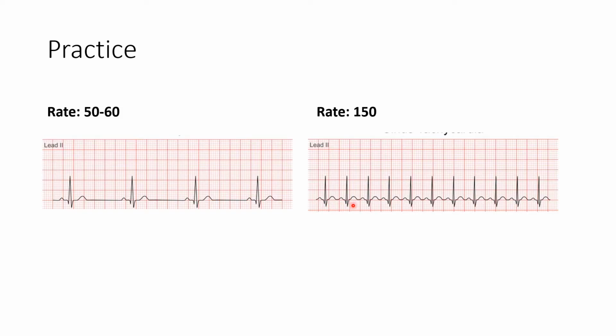Over here, using my big box method, I have 1, 2, 3, 4, 5, 6, 7, 8, 9, 10. And I have 1, 2, 3, 4, 5 QRSs in those 10 big boxes. Thus, 5 times 30 is 150 beats per minute. Using the boxes between my QRS complexes, here's a QRS that lines up right on, and we can count 1, 2 boxes in between. 300 divided by 2 is 150.